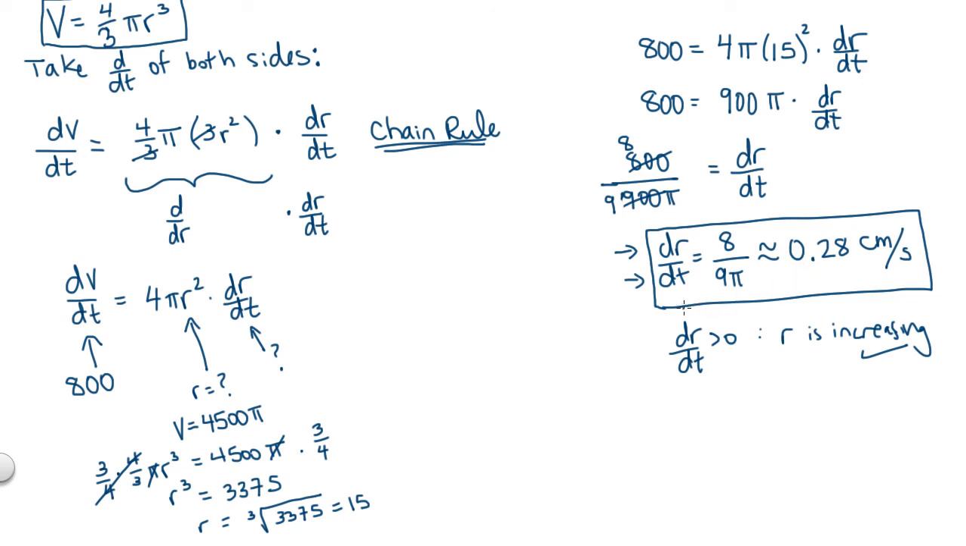Second observation here, you might notice that this number's fairly small. And the reason it's fairly small is that, remember, we're at a point in time when the radius is fairly big. The radius at this point in time is 15 centimeters. So this might correspond to your experience of, say, blowing up a beach ball. Once the radius gets fairly big, it's not increasing very quickly.